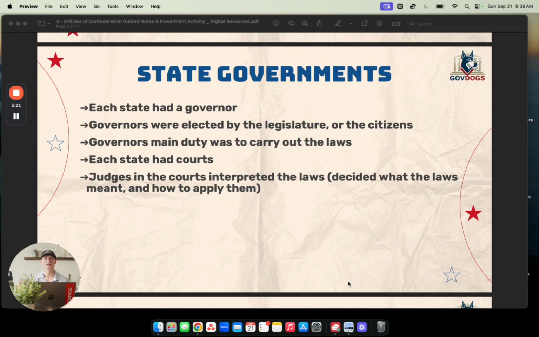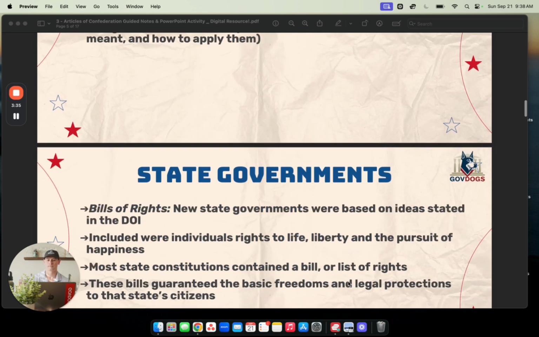All right, so inside of the state governments, you had this idea of a three-branch system where you had the legislature, which made the laws, you had the governor who was enforcing the laws, and the judicial or the judiciary who were interpreting the laws.